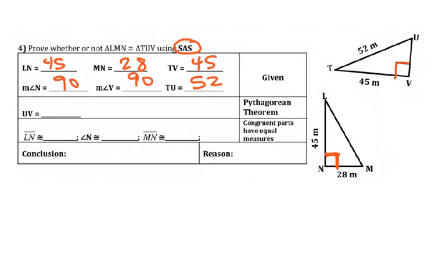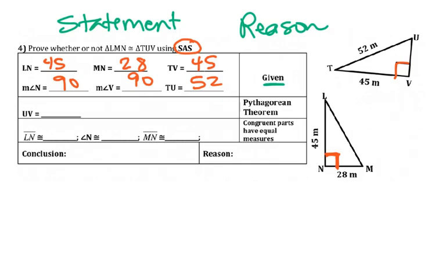I didn't have to do anything. And that's why the reason is given. When we have 2-column proofs, we have these 2 columns, and on the left is our statement, and on the right is our reason why. So why can we make that statement? The reason why we can say all of these things is because it was given to us. Given means that you don't have to do anything to get that information.